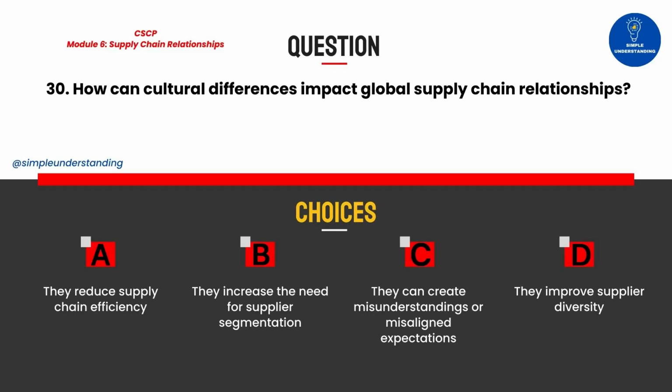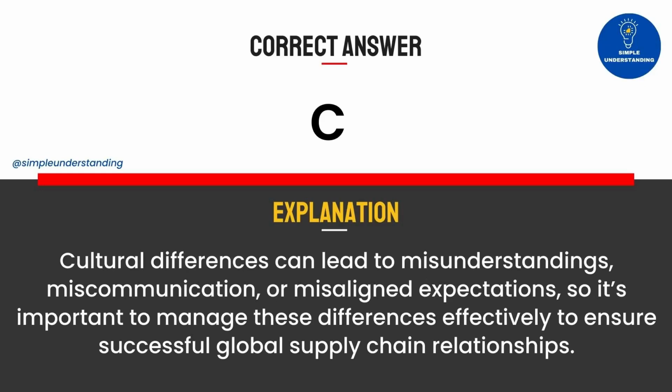30. How can cultural differences impact global supply chain relationships? A. They reduce supply chain efficiency. B. They increase the need for supplier segmentation. C. They can create misunderstandings or misaligned expectations. D. They improve supplier diversity. Correct answer, C. Explanation. Cultural differences can lead to misunderstandings, miscommunication, or misaligned expectations. So it's important to manage these differences effectively to ensure successful global supply chain relationships.